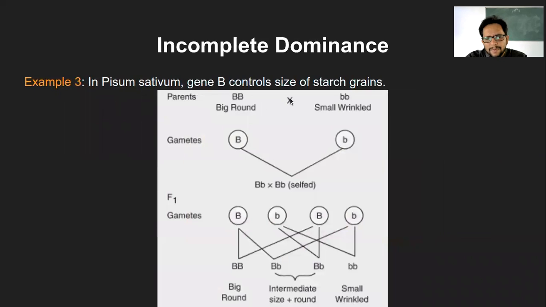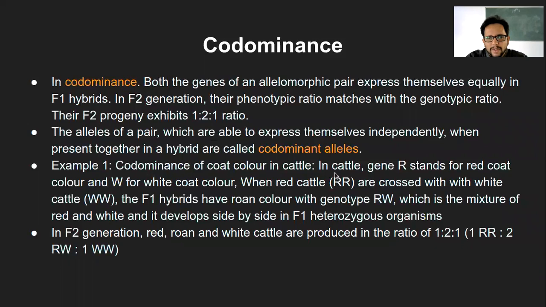And again, there are different examples, such as the size of the grain in Pisum sativum, which was not studied by Mendel as such, because it isn't among the 7 characters that he studied. So starch grain size was one of the phenomena which also showed incomplete dominance.